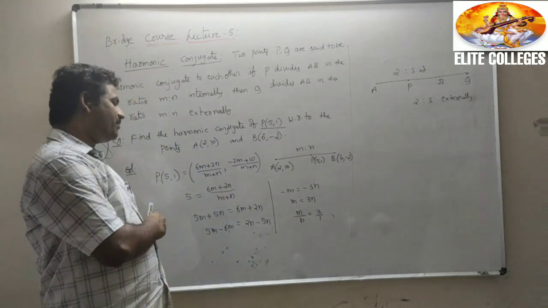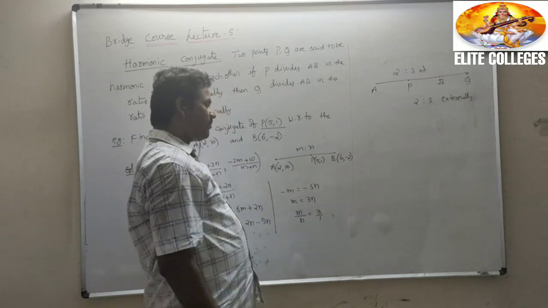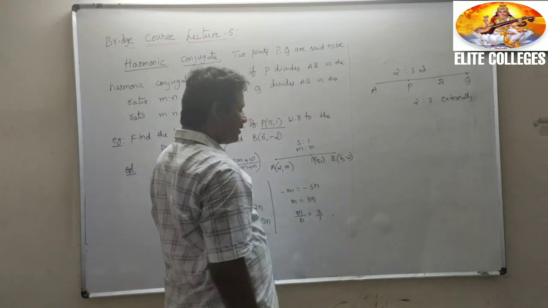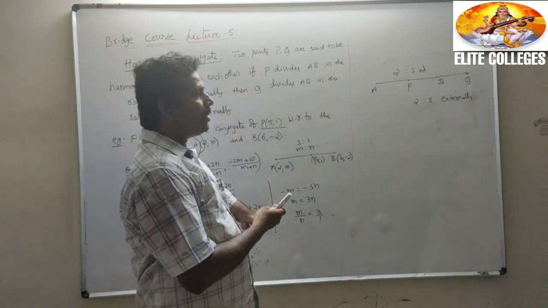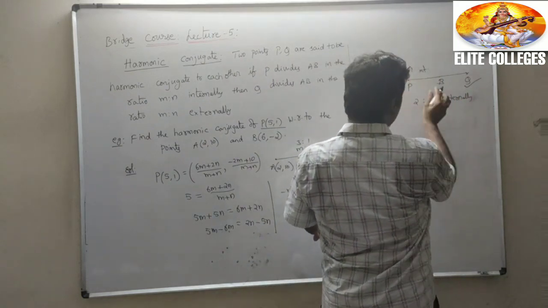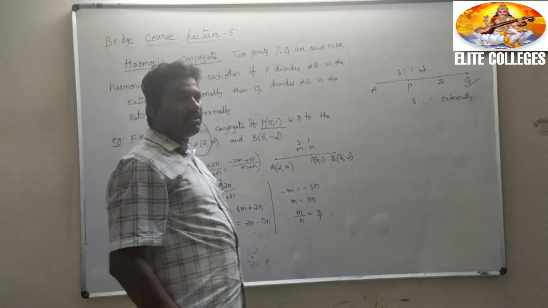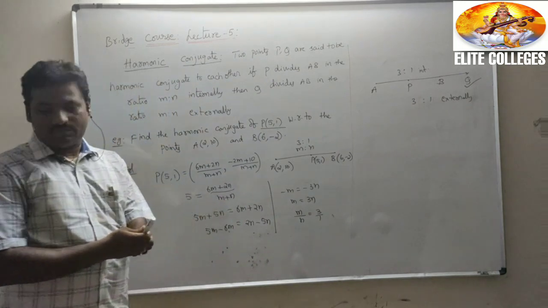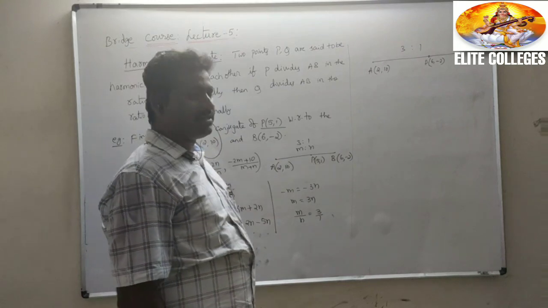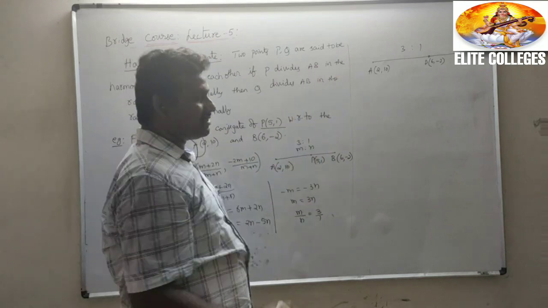So the point P divides AB in the ratio 3:1 internally. What does that mean? 3:1 internally. Now we have to find the point Q. The point Q divides AB in the ratio 3:1 externally, which means Q lies outside the line segment AB.